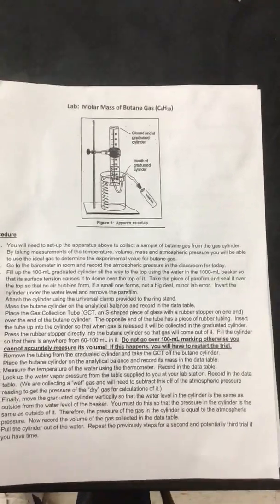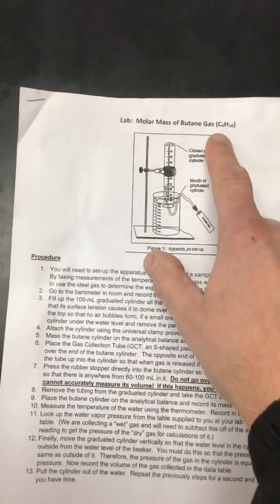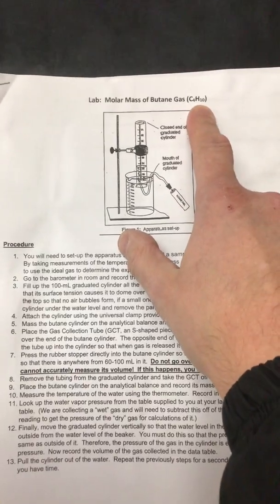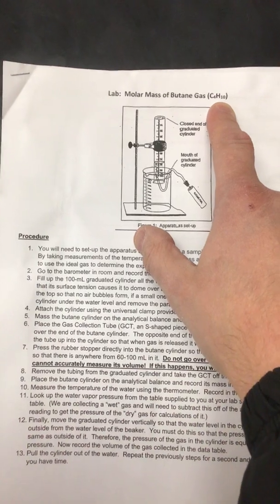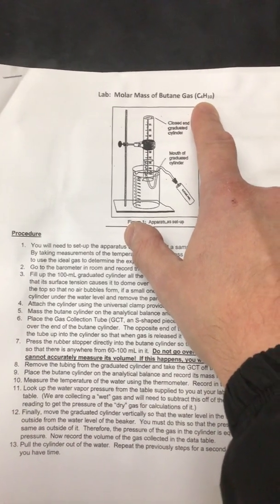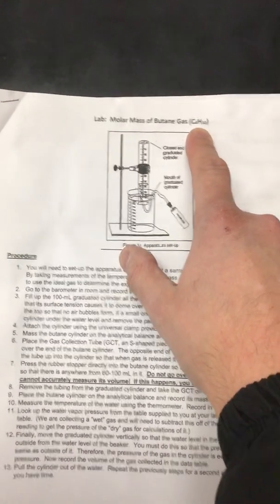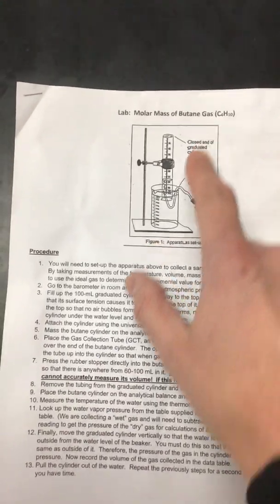All right, today's experiment is going to be to experimentally determine the molar mass of butane. The chemical formula of butane is C4H10, so you can immediately figure out its molar mass using the atomic weights of carbon and hydrogen. But in this lab, we're going to try to calculate it experimentally by using the ideal gas law.